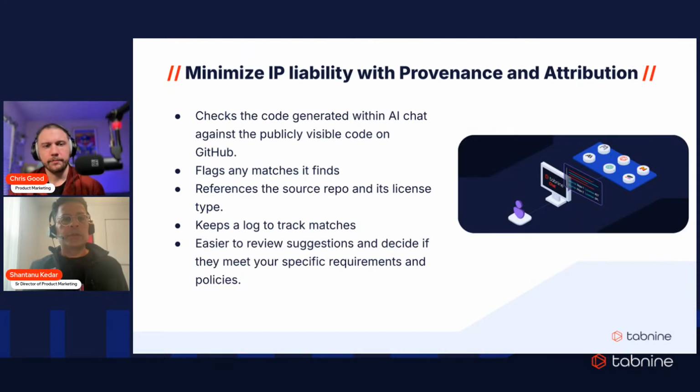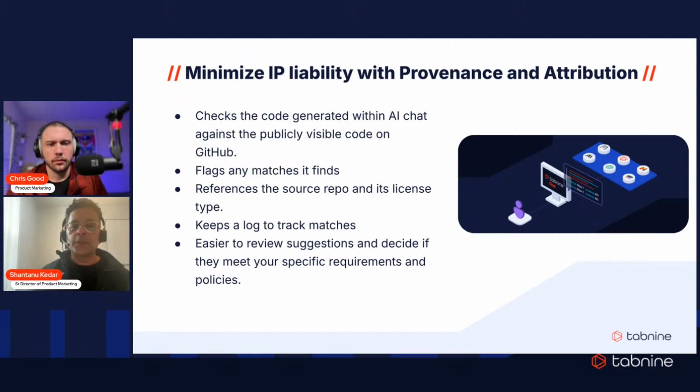Next slide, please. So to support these goals, we introduced the provenance and attribution capability. This is a new feature that drastically reduces the risk of IP infringement when using models like Claude 3.5 Sonnet, GPT-4o, Command R plus from Cohere, and so on. Tabnine checks the code generated within our AI chat against publicly visible code on GitHub, flags any matches it finds, and references the source repository as well as its license type. This critical information makes it easier for you to review the code suggestions and decide if they meet the specific requirements and policies of your organization.